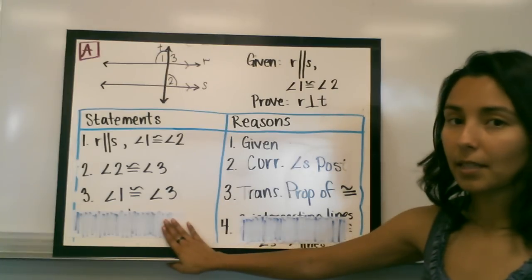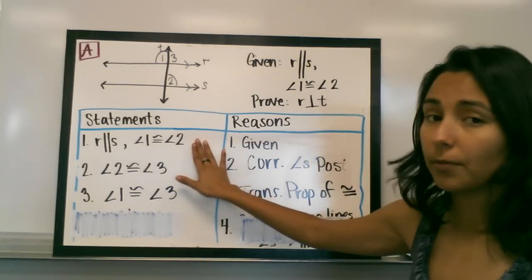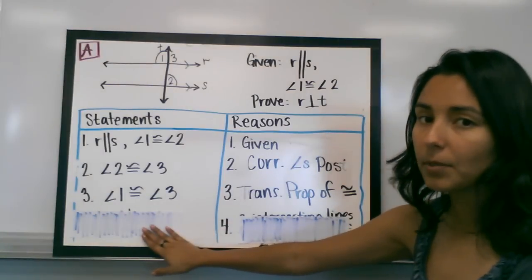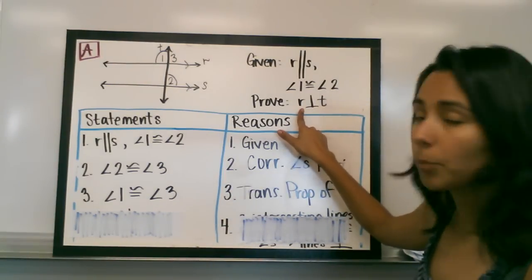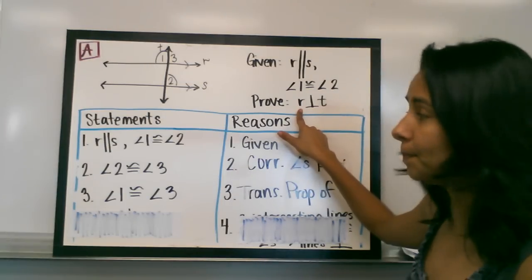Alright, last step. Last step is also one of the easiest. It's kind of like given, where the first step is really easy because all you have to do is copy the given. The last step is always really easy because all you have to do is copy what you were supposed to prove. We had to prove that R and T are perpendicular.